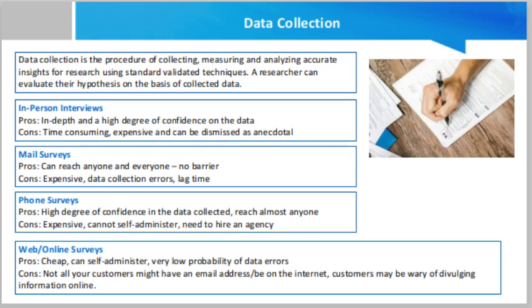Then web or online surveys. Next one, the advantages: web and online service means that you can make an online form and ask people to submit that form online. So the advantages are it is very cheap. Obviously you can just make a form easily on a website or on Facebook, etc. It is very cheap. Self-administration is there. Very low probability of data error. Why?